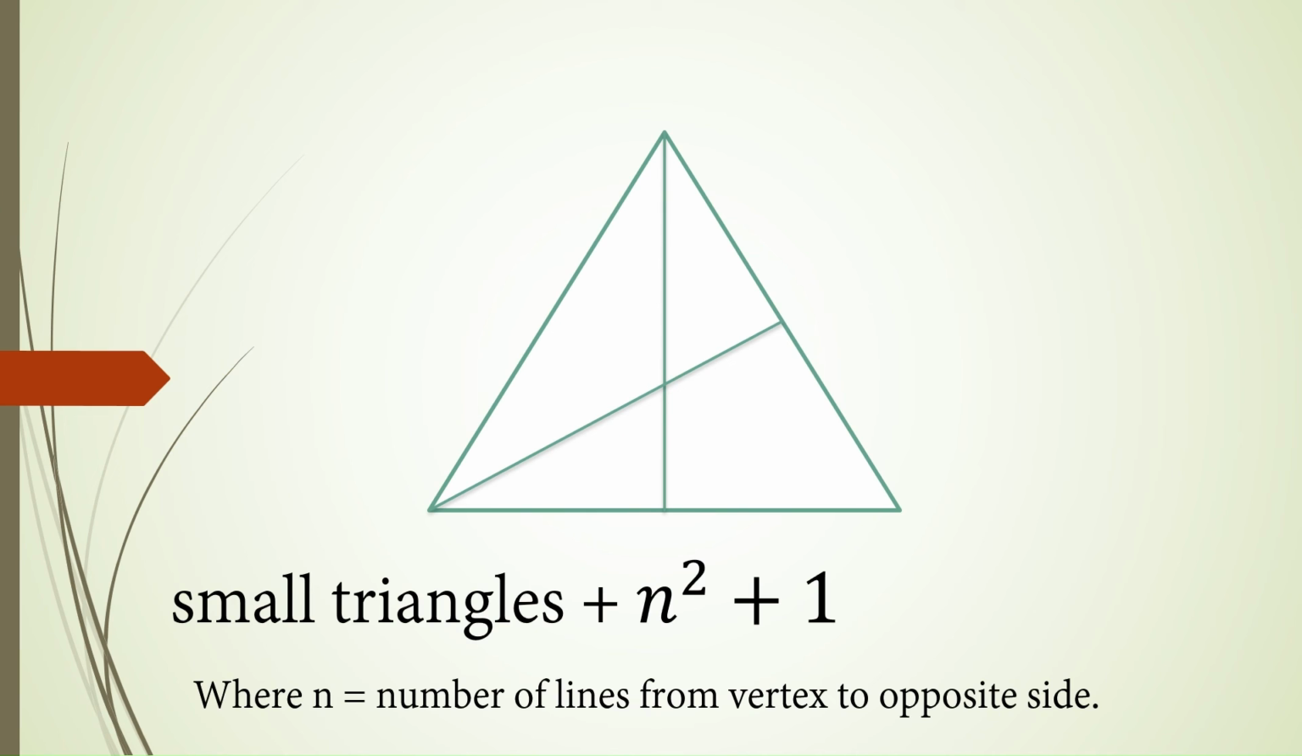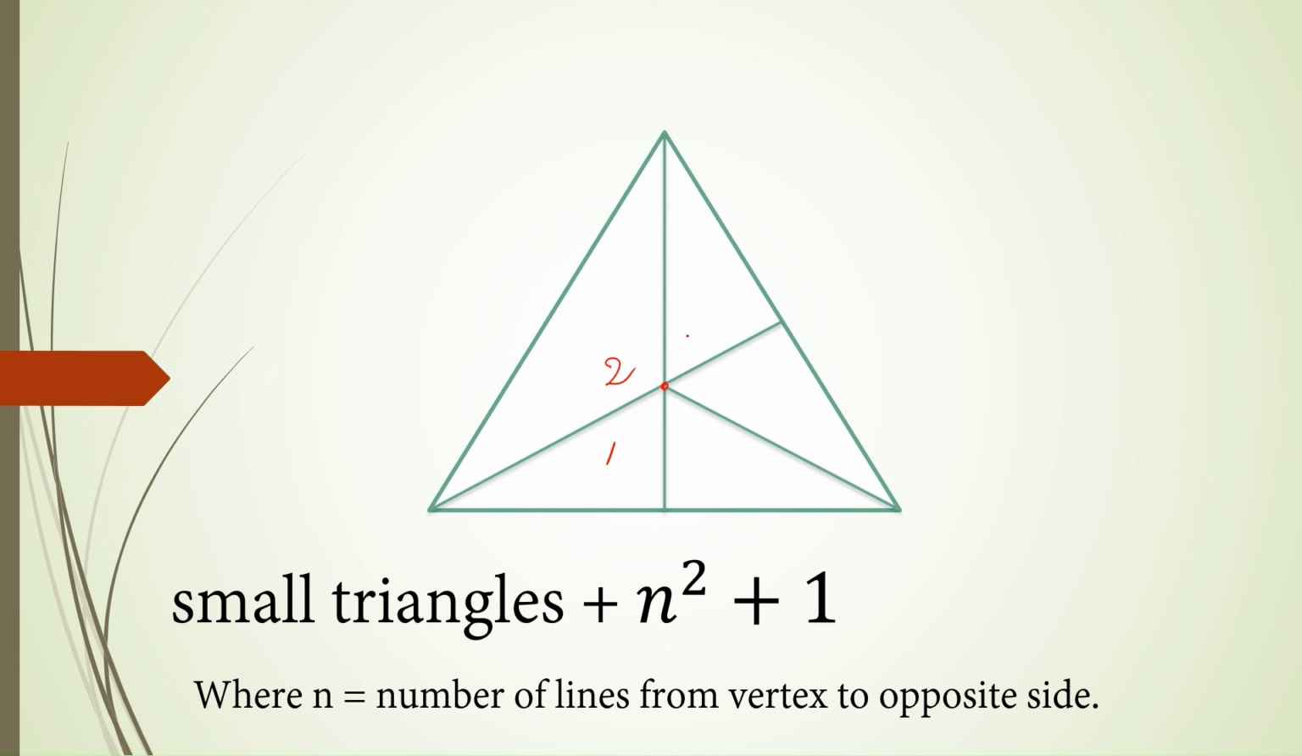So now look at this picture. To solve the number of triangles in this, we can use the previous method. Here we have smaller triangles 1, 2, 3. This is not a triangle. Use this 3 in place of smaller triangles plus n. N is the line from vertex to opposite side. We have this line and again this line. 2 lines are there. So we'll write 2 square plus 1 is equal to 3 plus 4 plus 1, that is 8 triangles in this figure.